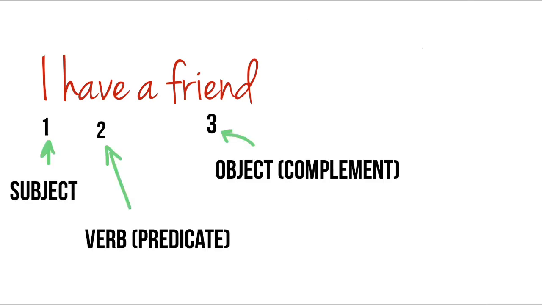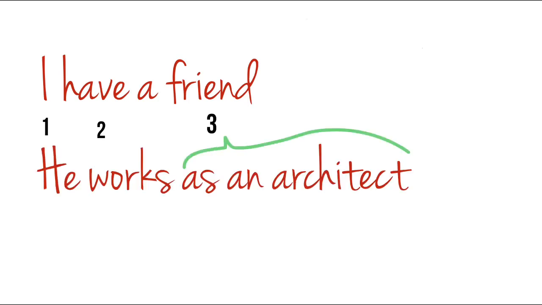I have a friend. In this sentence, we follow a standard word order for a statement. Number 1 or subject is I, number 2 verb or predicate is have, and number 3 is the object, a friend. And the second sentence, he works as an architect, follows the same pattern. Number 1, he, number 2, works, number 3, as an architect.